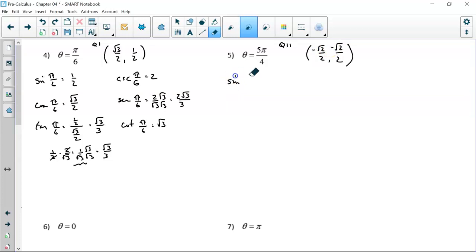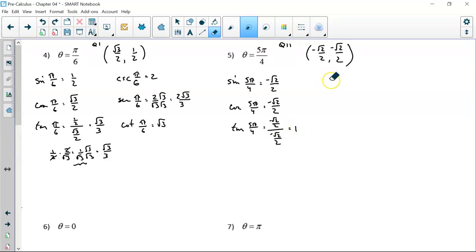So our sine of 5 pi over 4, negative root 2 over 2. Our cosine of 5 pi over 4, negative root 2 over 2. And our tangent of 5 pi over 4 is going to be y divided by x, or the sine divided by the cosine. So negative root 2 over 2 divided by negative root 2 over 2, that's going to be a positive 1.